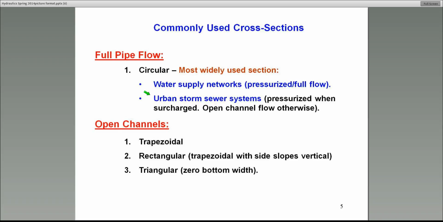Typical cross-sections we come across in open channel systems are trapezoidal, and a special case of that is a rectangular section with vertical sides. There are also triangular sections. These are primarily used for small gutters, etc. So the main sections we'll talk about are trapezoidal and rectangular.